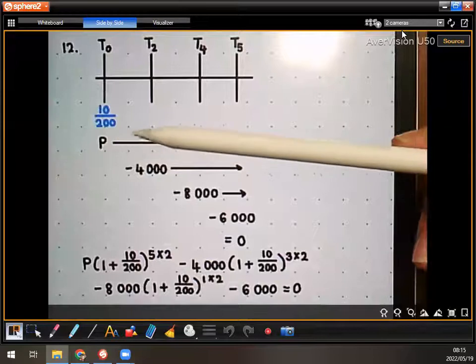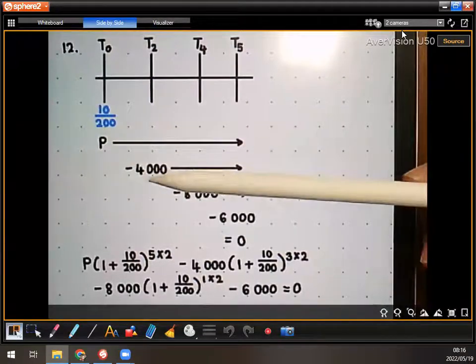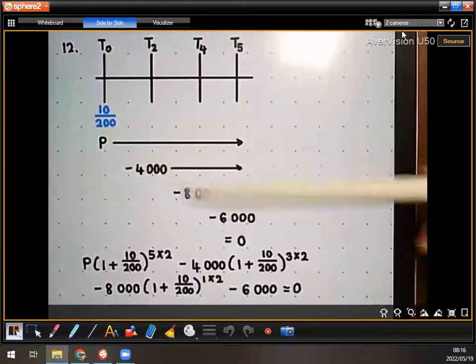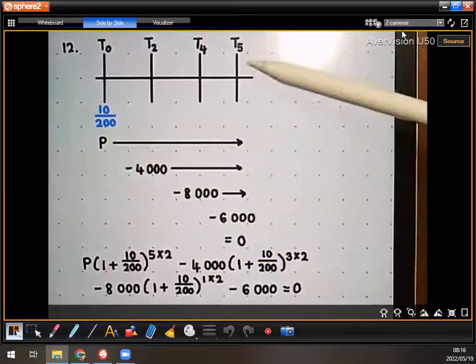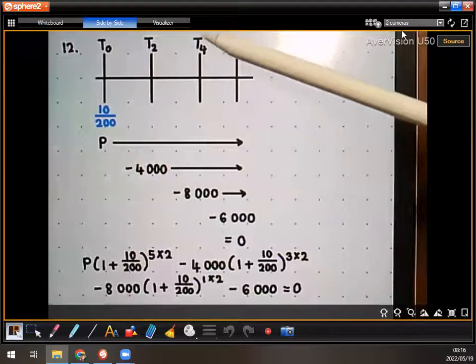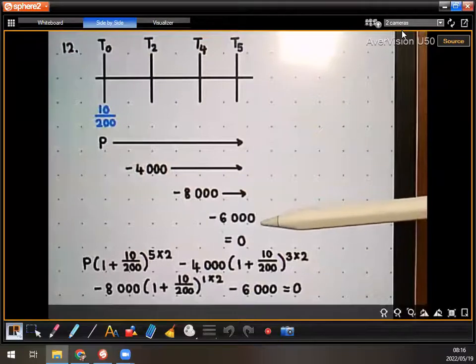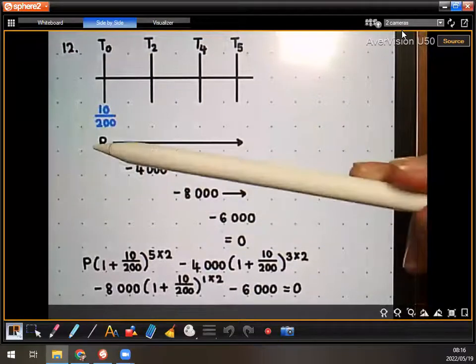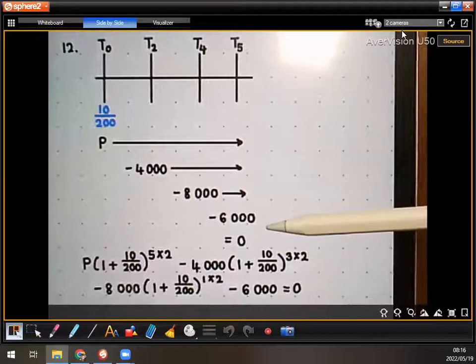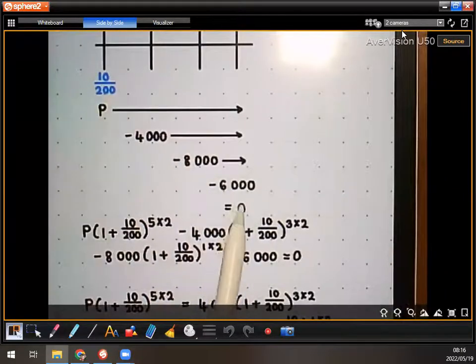The P-value is just going to be the variable here that you're going to take to the end. There again, there were 3 payments over the course of the 5 years. So after 2 years, they paid 4,000. After another 2 years, they paid 8,000, and at the end, the final payment was 6,000. Because this is the final payment, that means they don't owe any more money. The loan is going to be equal to 0 after making that payment.